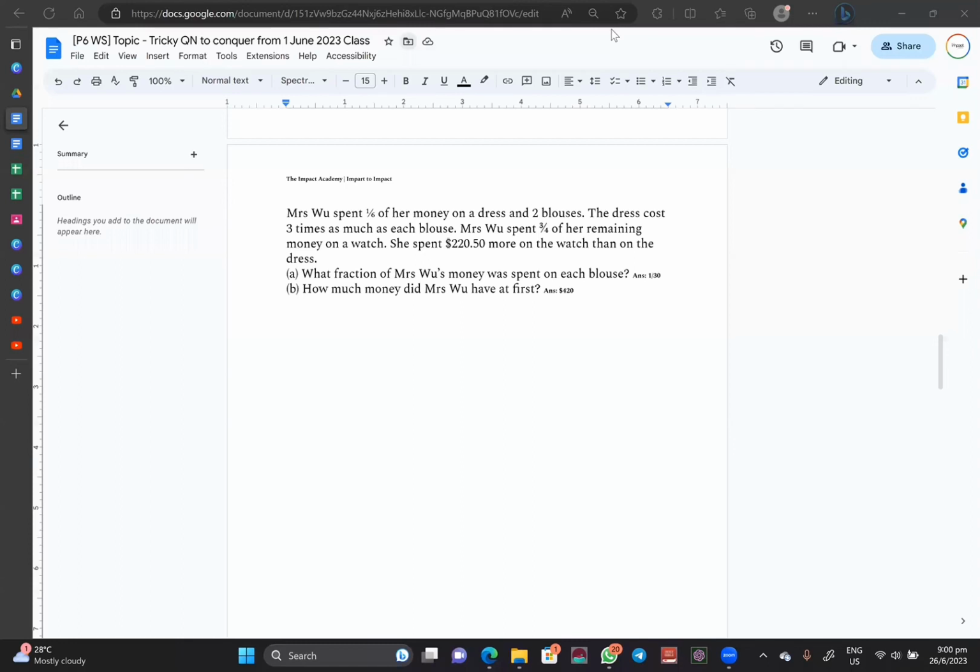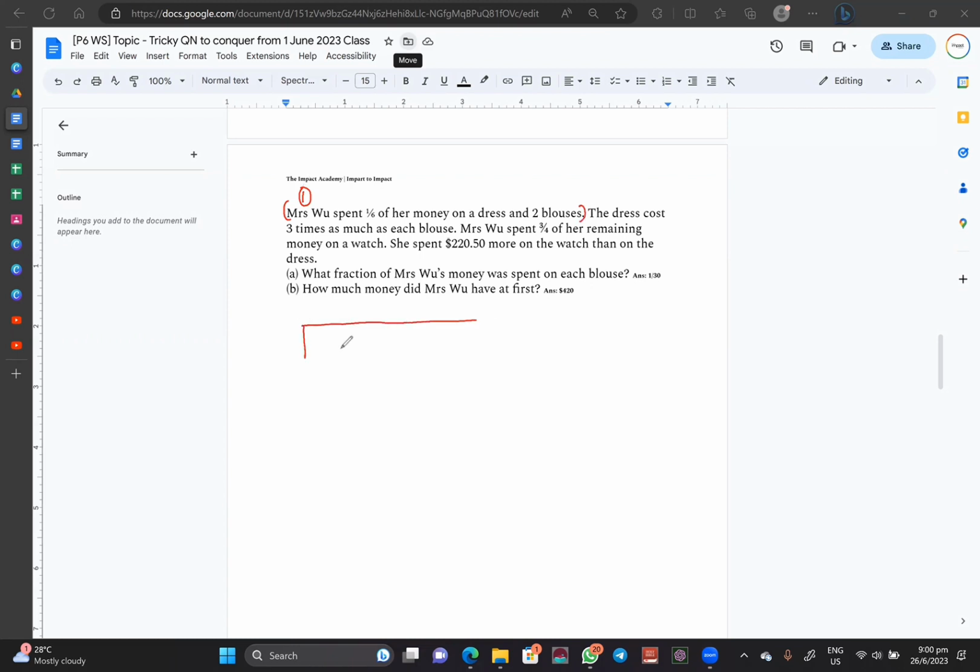Hi everyone, today we are looking at a question from fractions, and this is a question that appeared in PSLE. Now, as you can see over here, it says that Mrs. Wu spent 1/6 of her money on a dress and 2 blouses. So what we want to do is quickly draw a model.